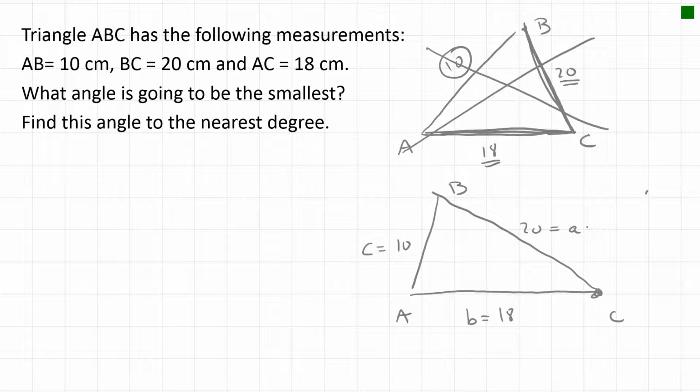And I want to find out what angle is going to be the smallest. The smallest angle is the one opposite the smallest side. It's angle C. So that's the one I need to find.